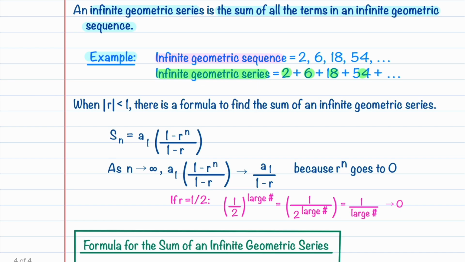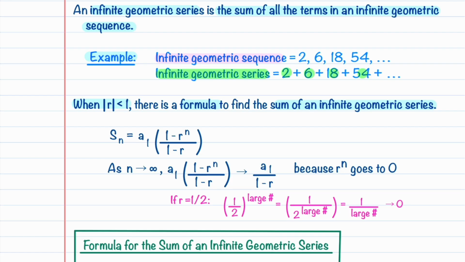We often want to find the sum of an infinite geometric series, and we can do that if the absolute value of the common ratio r is less than 1. When the absolute value of r is less than 1, we have a formula to find the sum of an infinite geometric series.